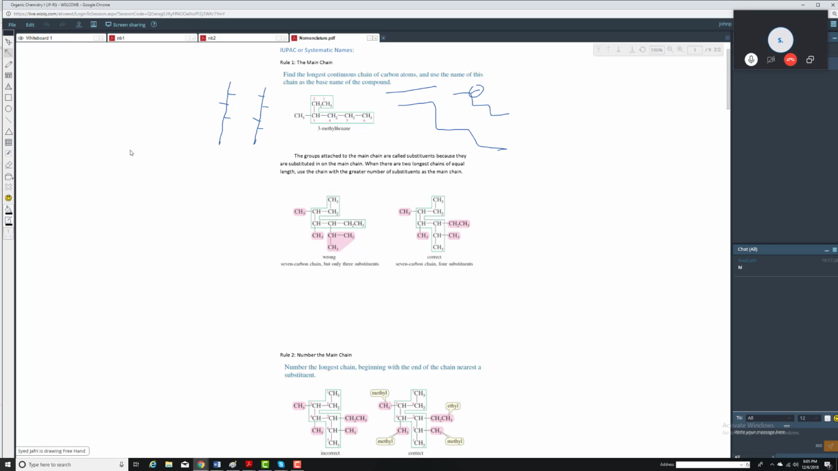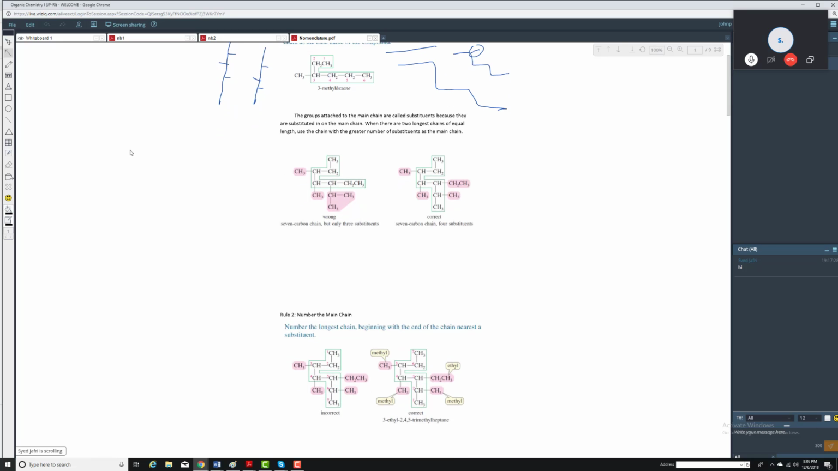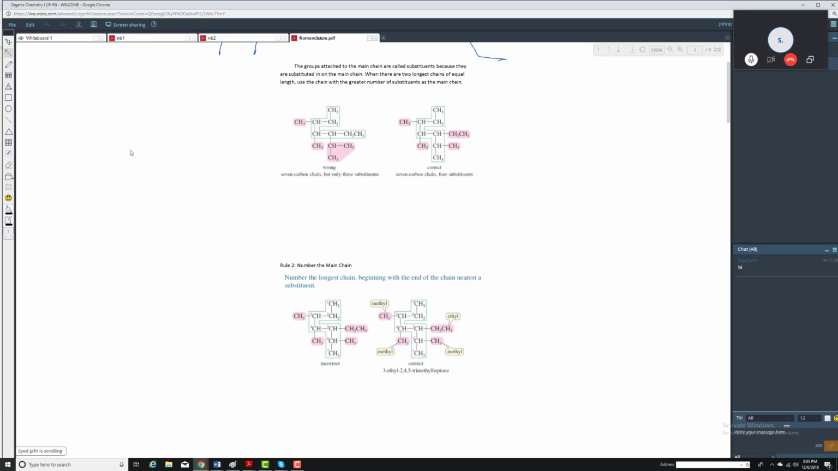According to this rule, you will choose the chain which has more exits, more branches, more substituents. If you have equal length, then choose the one which has more branches. So let's start with this one. These two. This is 1, 2, 3. So I'm going to take this. How many exits are here?